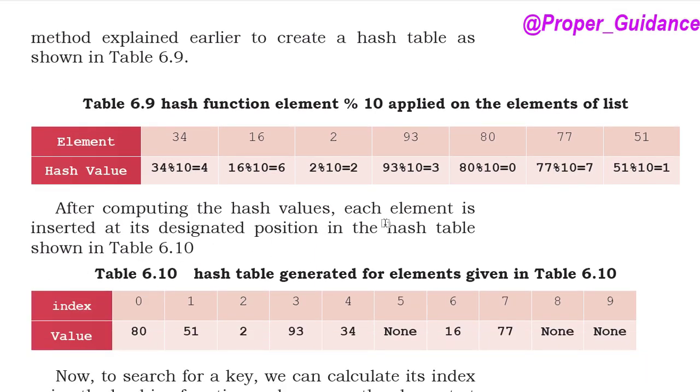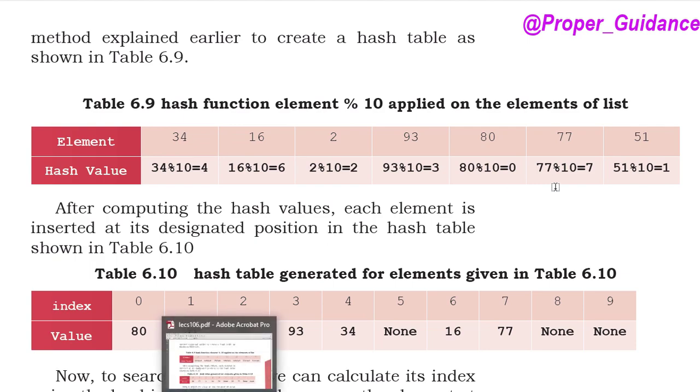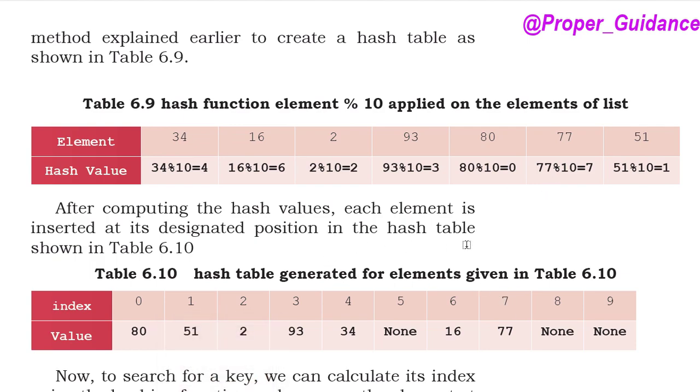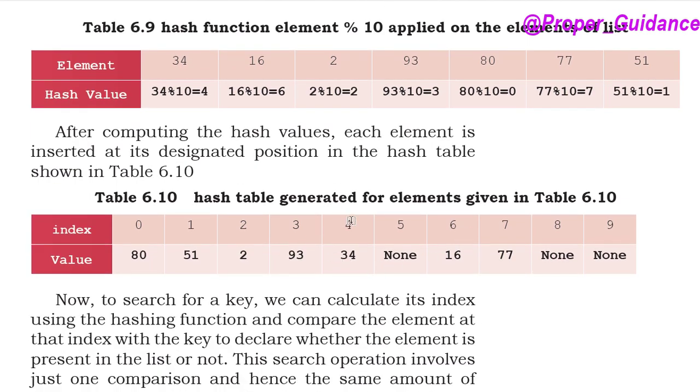After computing the hash values, each element is inserted at its designated position in the hash table. Now, the hash table generated for the elements is in table 6.10, with index and value.